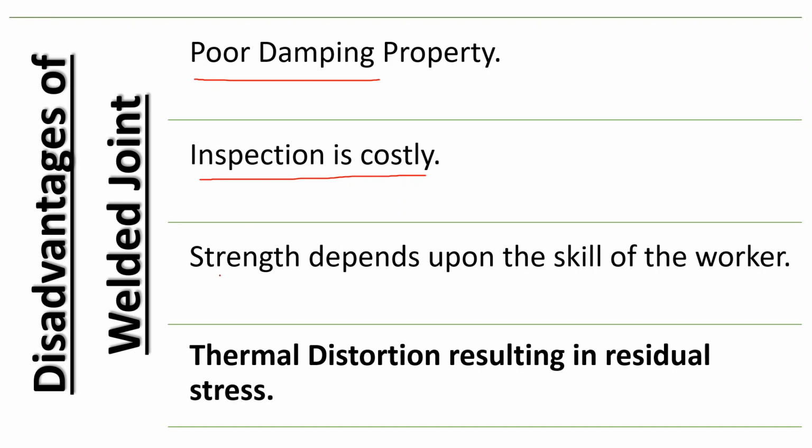The third disadvantage of the welded connection is that the strength of the welded connection totally depends upon the skill of the worker. For example, if I am going to weld any two components or structures, then obviously the strength of that structure will be much less than the same structure made by some skilled worker. You yourself must have done welding in your freshman year, and you must have realized that welded connections require a highly skilled worker in order to work properly. So this is again a disadvantage.